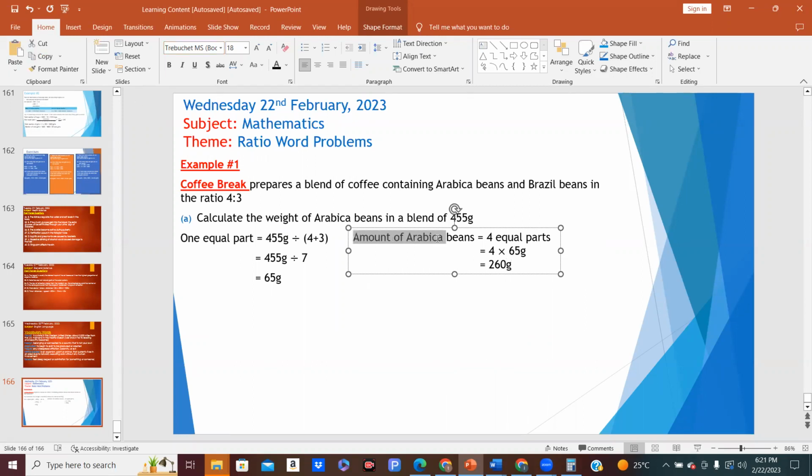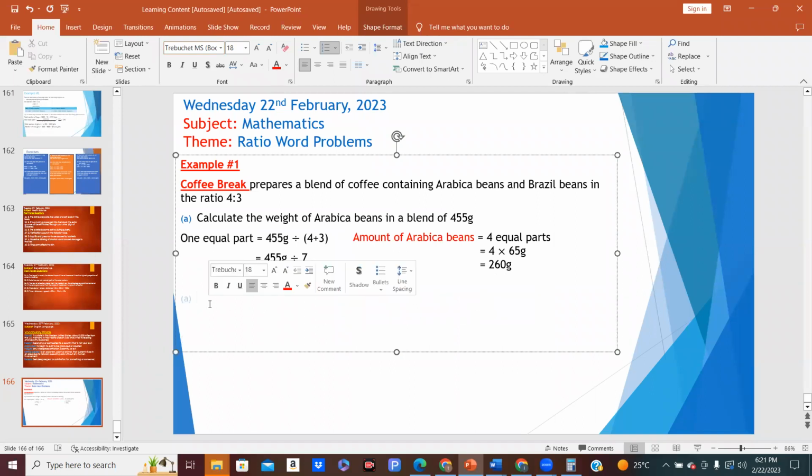Okay, that's the amount of Arabica beans in the blend. Now, what is a way that we can figure out how much Brazil beans? We could subtract it if you want to, or we could do the same thing. 3 times 65. Very good. So tell me how much Brazil beans in the blend.